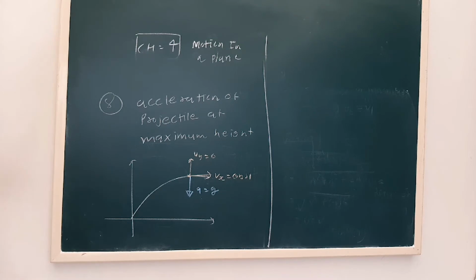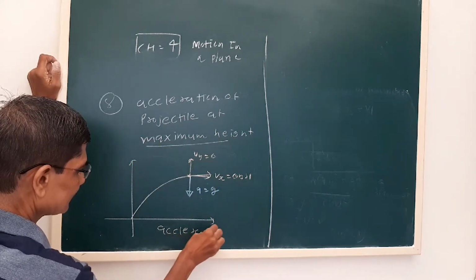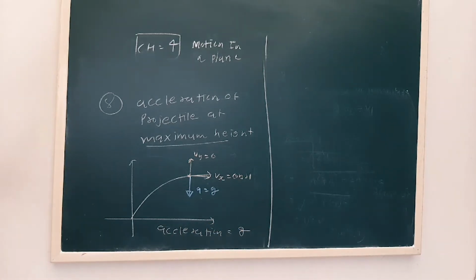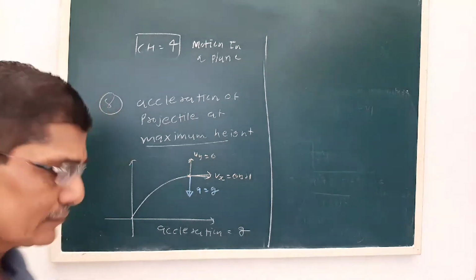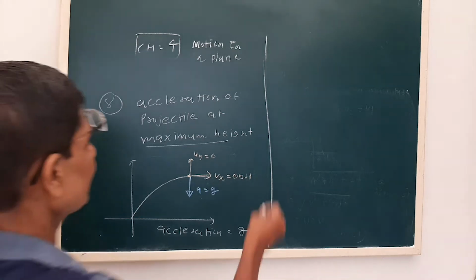So, at maximum height, the acceleration of the projectile is equal to g. Sometimes they may give the value 9.8 meter per second square or 10 meter per second square. Okay, this is how it is. Now, see the next MCQ.